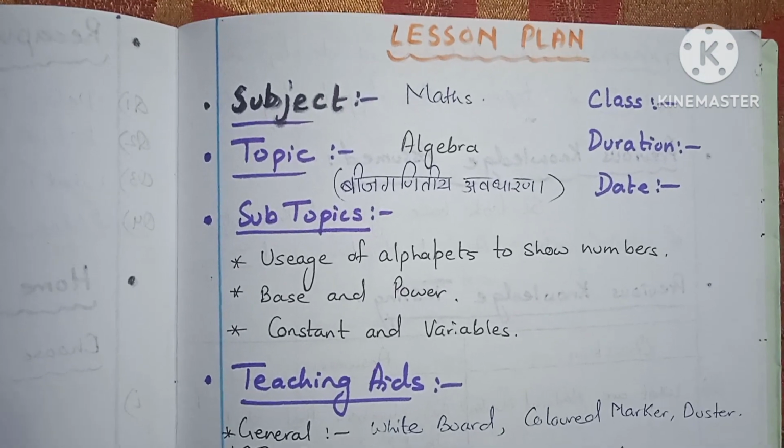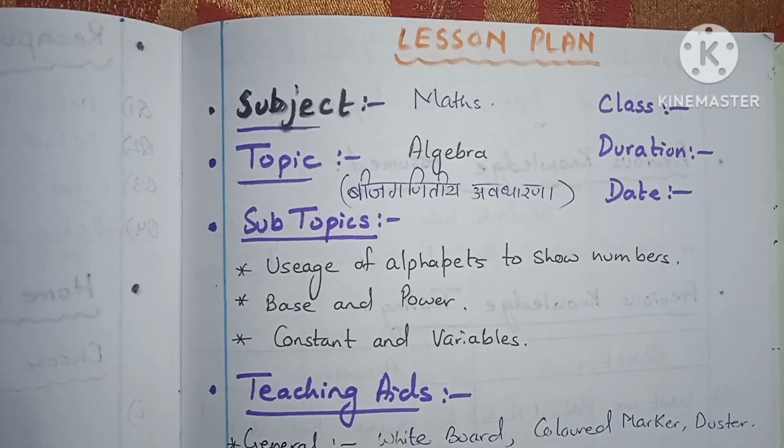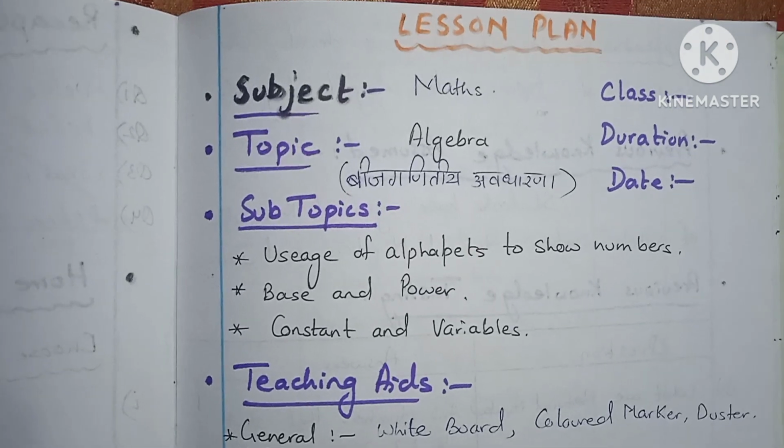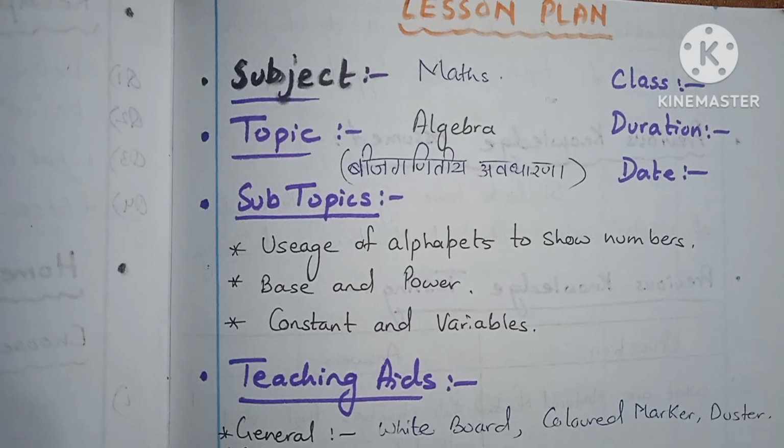Now, the subtopics over here are: we are going to tell the children what are the uses of English small alphabets, base and power, basically exponents, constants, and variables.